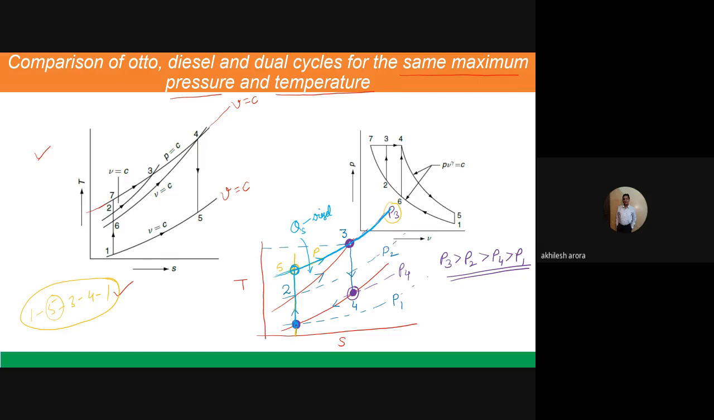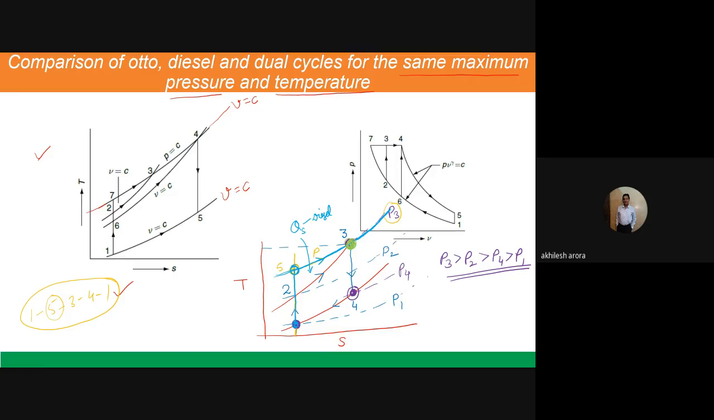Okay. Now I am going for the third cycle, which is the dual cycle. Once again point number 3 is fixed, so I am going to change the color so that it's easy for you. Point number 3 is fixed, point number 4 is fixed, and point number 1 is fixed. So these 3 points are fixed.